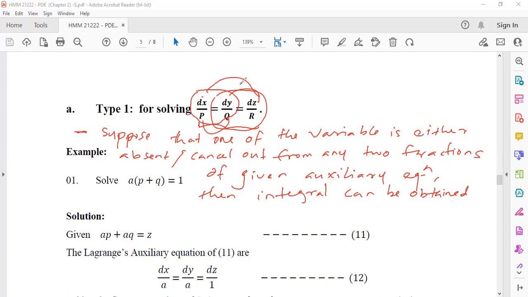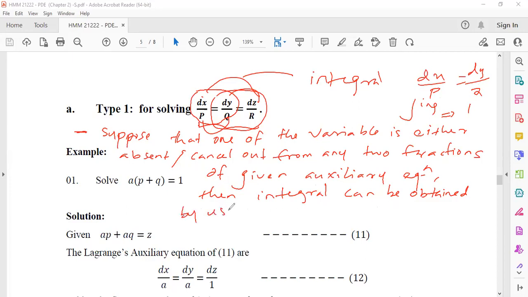So as I asked earlier, the answer is integral. So dx over p is equal to dy over q. So how can you get the answer? Using some integration, no? So then integral can be obtained by usual methods. In this type, if a variable is absent or cancels out, we can use integral and usual methods to solve it.